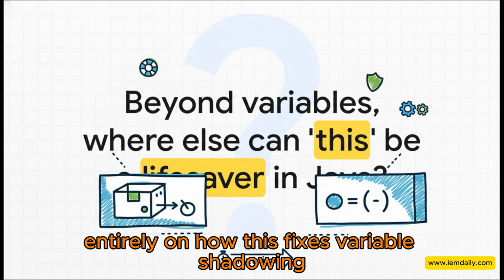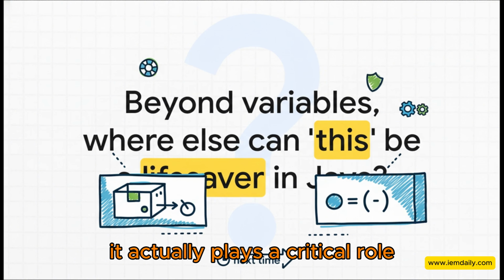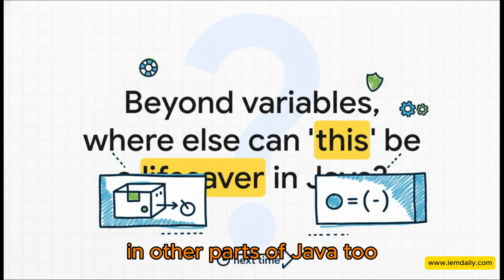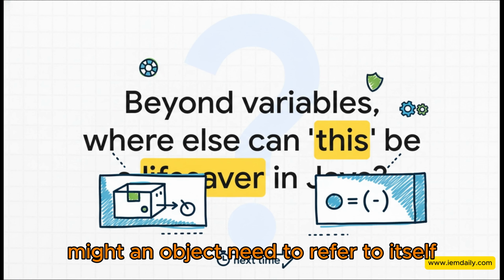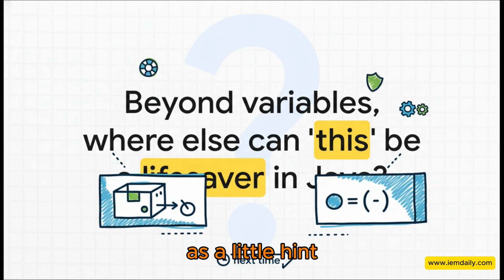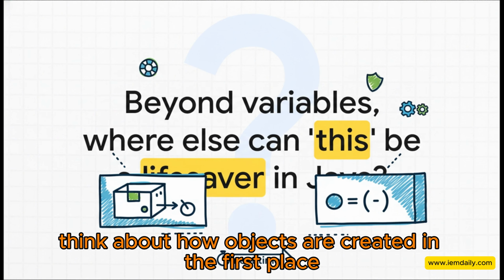We focused entirely on how this fixes variable shadowing, but its job doesn't end there. It actually plays a critical role in other parts of Java too. So I'll leave you with a question to chew on. Where else in your code might an object need to refer to itself? As a little hint, think about how objects are created in the first place.